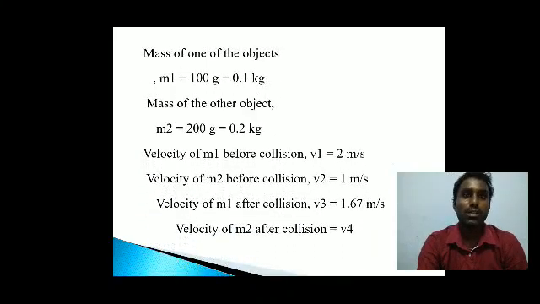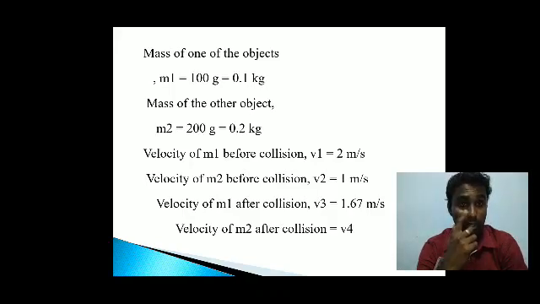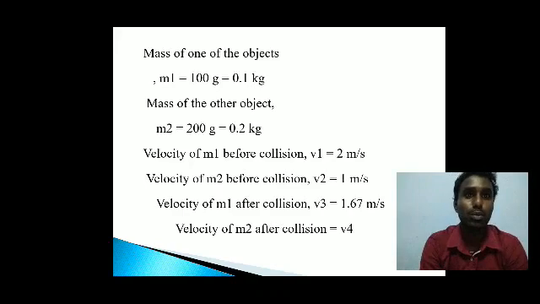So just take the conservation of momentum equation. The mass of one of the objects, m1, is 100 gram, which is 0.1 kg after converting to kilogram, and the mass of the other object, m2, is 200 gram, 0.2 kg. What is the velocity of m1 before collision, and the velocity of m2 before collision? So v2 is 1 meter per second. This is before collision.